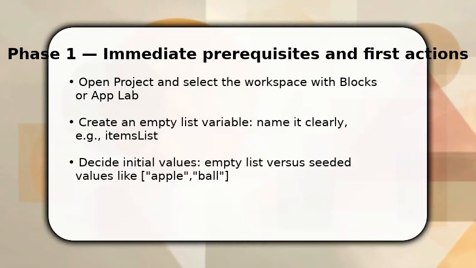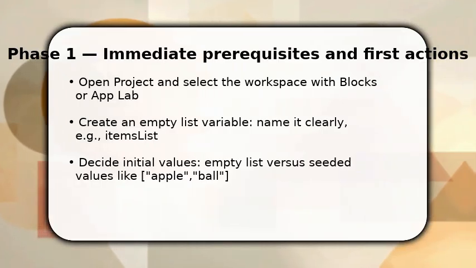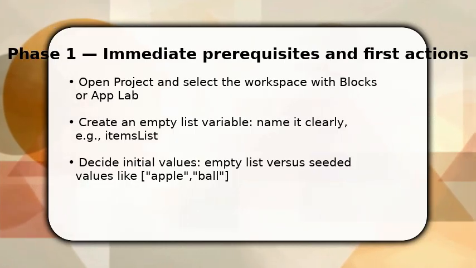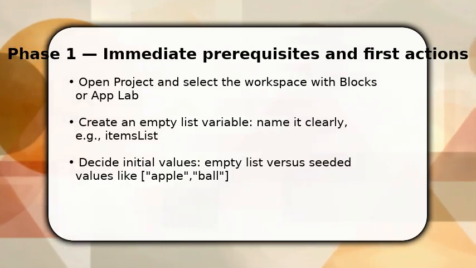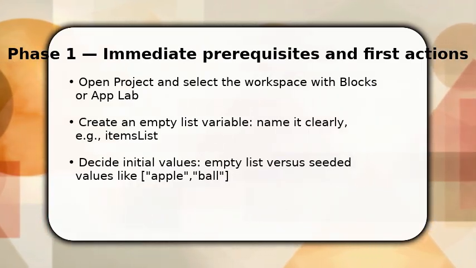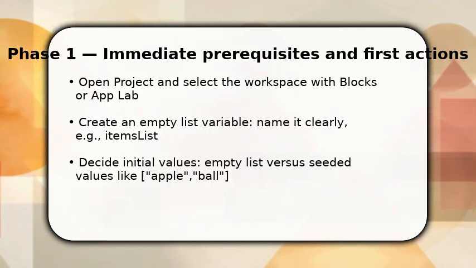You'll begin by making a list variable. This is your container. Once created, give it a clear name so you don't confuse it later. Now add the first items: drag the Create List block or type an array literal, and insert initial values if you need them. Make sure to choose blocks versus App Lab code style. Both work, but syntax differs.